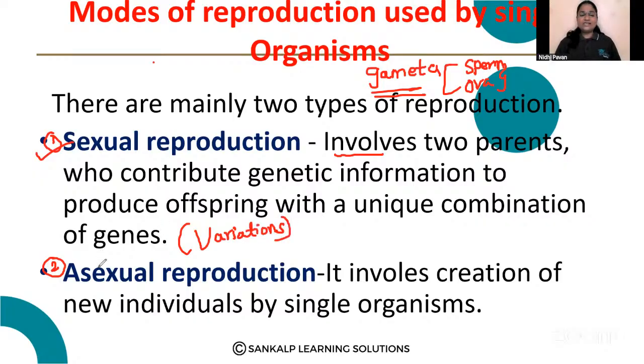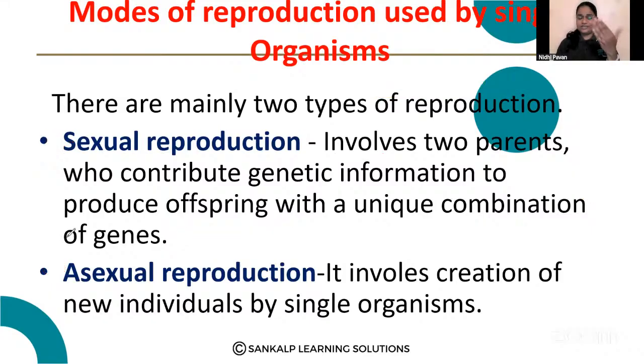Next, we have asexual reproduction. It involves creation of an individual by a single organism. For example, we will study it in amoeba. Amoeba is a unicellular organism. It has a nucleus, food vacuole, and contractile vacuole. After some time, the amoeba will divide like this. So here only one organism will give rise to two daughter cells, two daughter nuclei. Here a single parent is involved.